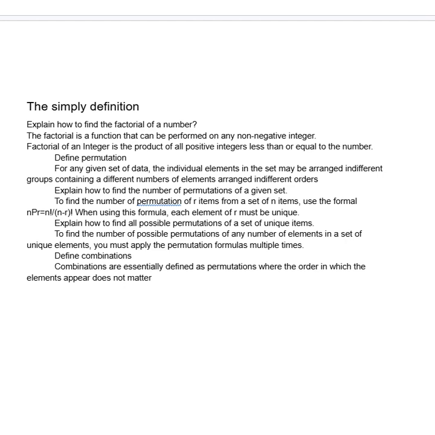Interesting. Define combinations. Combinations are essentially defined as permutations where the order in which the elements appear does not matter. Permutations, order matters. Combinations, order does not matter. I like to think of it as POCO: PO means order matters for permutations, and CO means order for combinations doesn't matter.